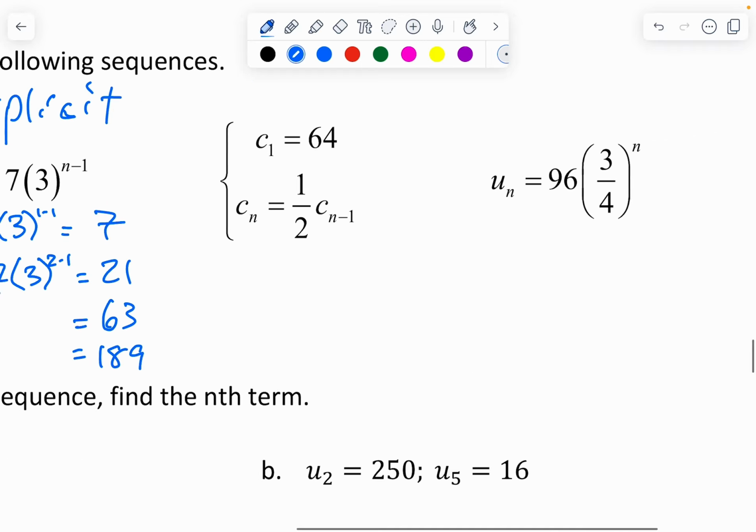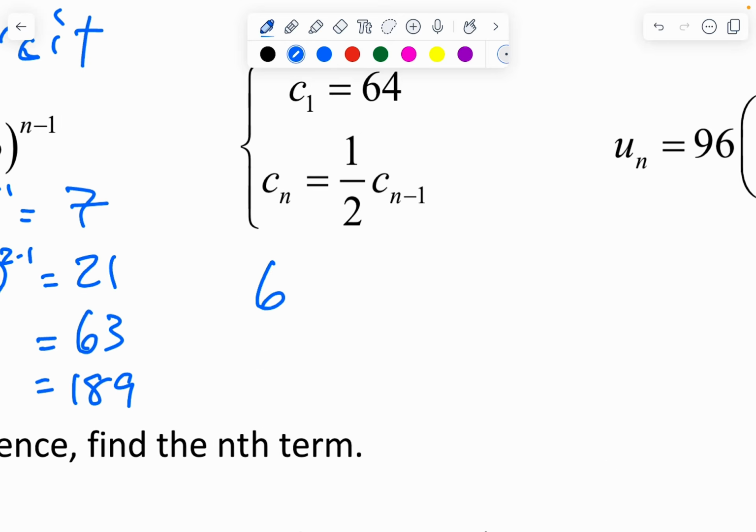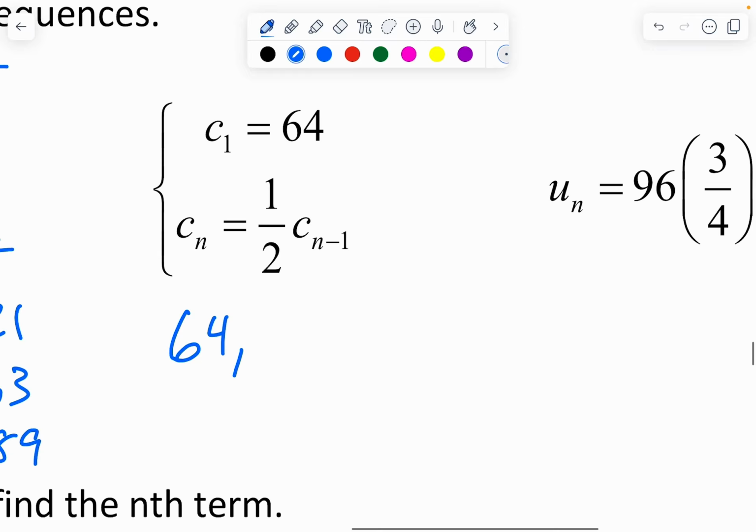The next one here, we're starting at 64. What did I just delete? Oh, I deleted that. Sometimes I tap the screen and it deletes things that I don't intend. Okay, so we're starting at 64, and we're going to take half of the previous term. And so now we're at 32. Half of that is 16. Half of that is 8. And there are my first 4 terms.